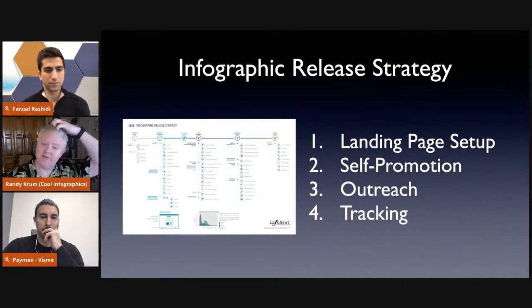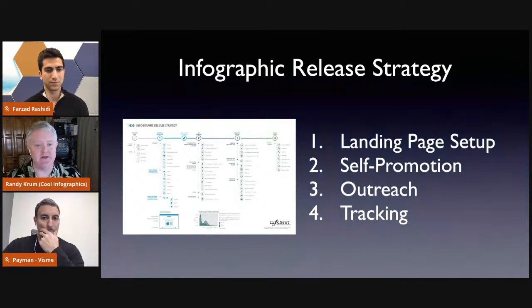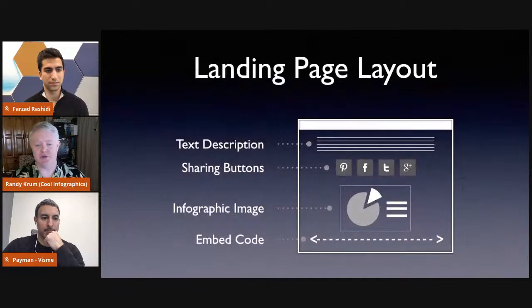And so we have 4 phases when we publish and promote infographics. We start with a landing page. We've got to make sure that that's crafted and ready to go. We help a company go through their self-promotion efforts where you do your own posts and your own social media. And then ultimately you get to the fun part, which a lot of companies just jump to too quickly, which is the outreach to influencers or to people in the industry and websites in the industry. And the last part is super important, which is tracking. So let's run through these real quick.